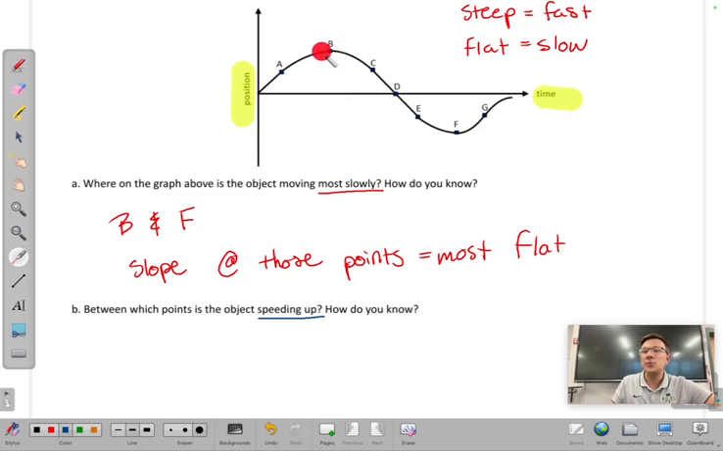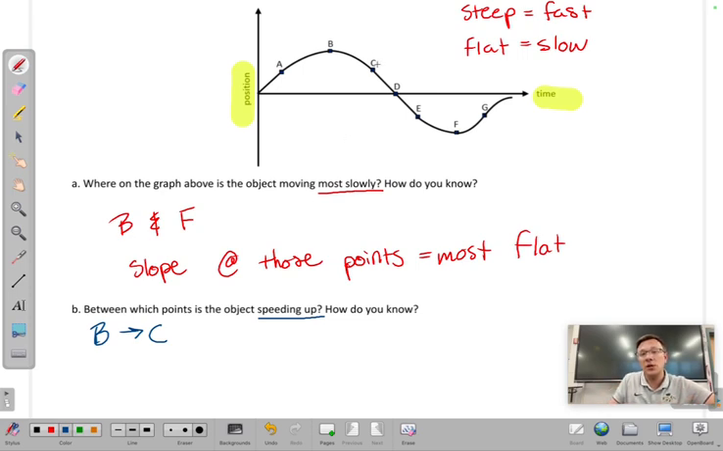However, since the slope is most flat at point B, we can look at the slope from B to C and see that, even though it starts flat right here, it becomes steeper as it goes to C, right? So B to C is one of the points where it gets steeper, and therefore we know it is moving faster.